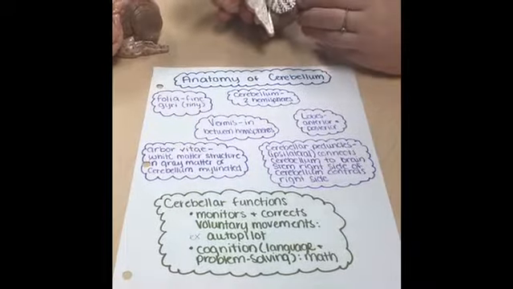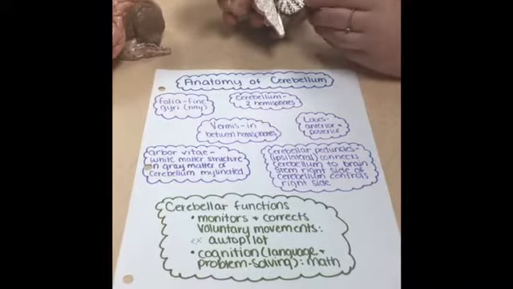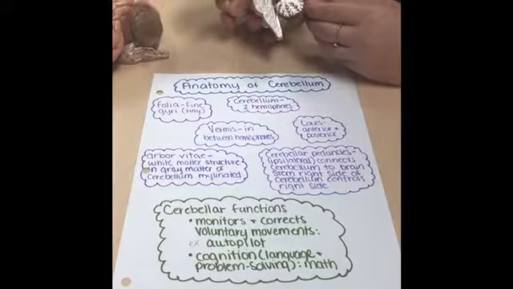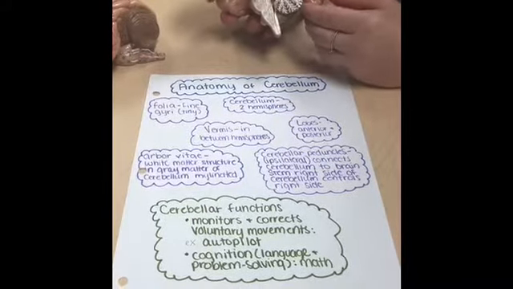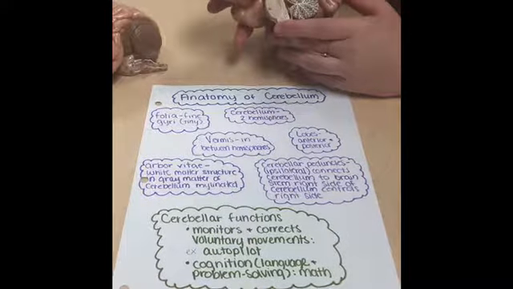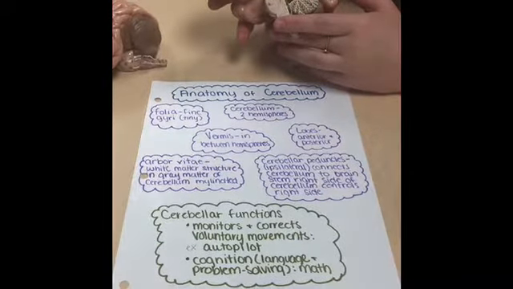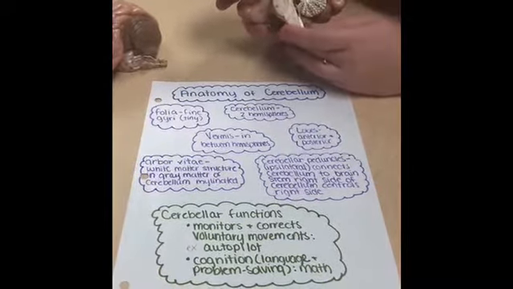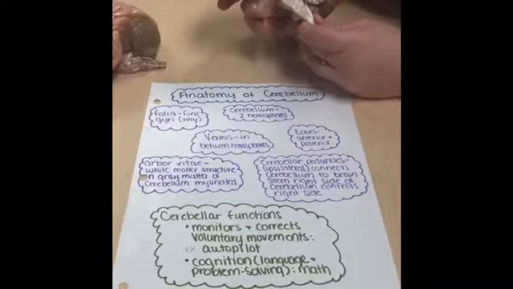The cerebellar peduncles connect the cerebellum to the brainstem. Right side of the cerebellum controls right side and vice versa. Some functions we can talk about. It monitors and corrects voluntary movements, for example autopilot, and cognition, language, and problem solving. Functional brain systems. There's the limbic system, which is your emotional brain.